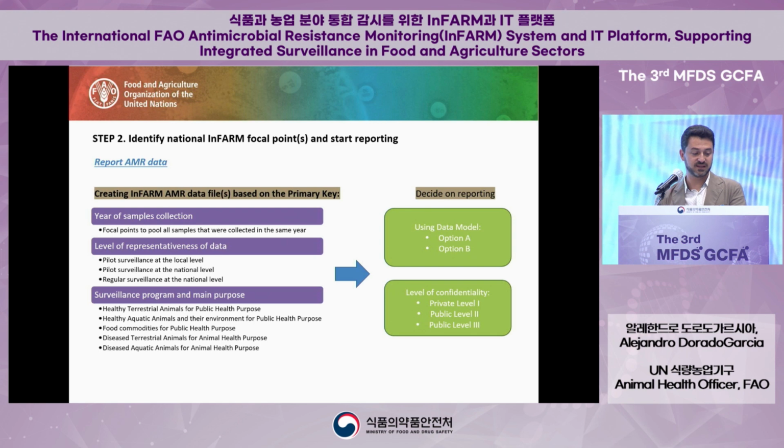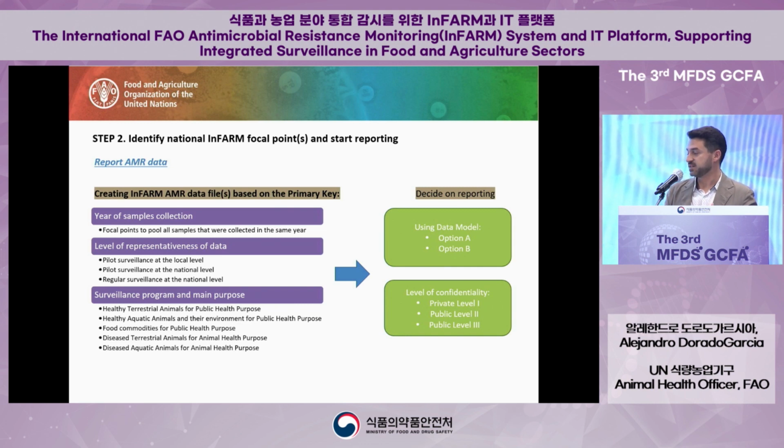So to report the data, to report the AMR data, understanding this framework for surveillance, countries and the infant focal points are responsible to put all the data together in in-farm AMR data files. And what is an AMR data file? What defines this entity? This entity is defined by these 3 attributes. So an in-farm data file is defined by the combination of these 3 attributes: year of sample collection, level of representativeness of the data, and the surveillance program that we were talking about before.